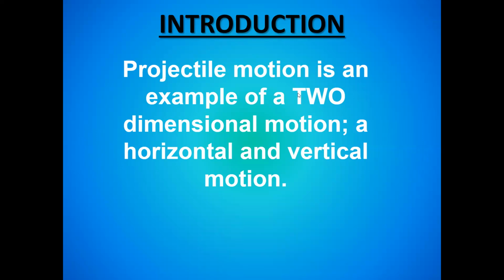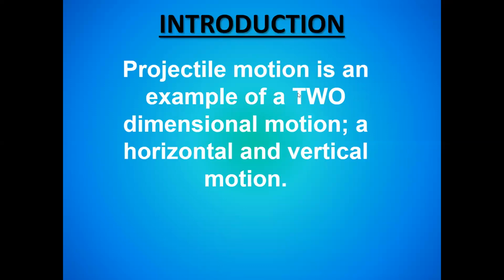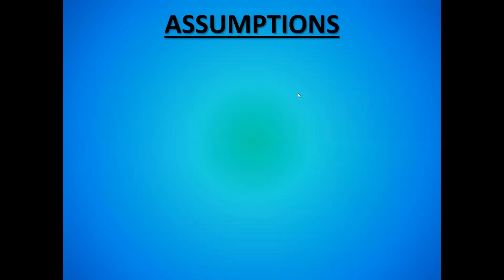Okay. So projectile motion is an example of two-dimensional motion, a horizontal and a vertical motion. So please give a heading, projectile motion. Yes, sir. Okay, good. And join us from this position.